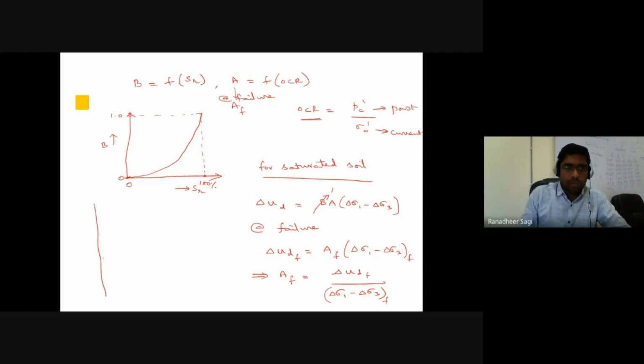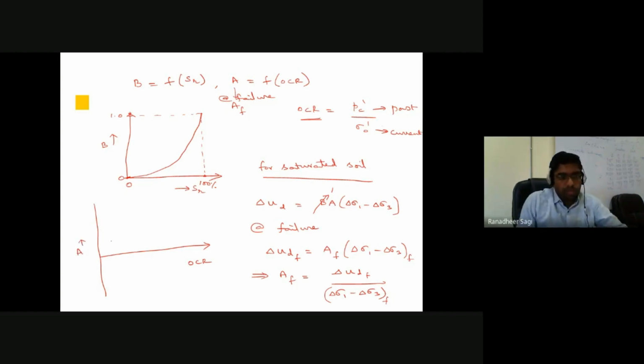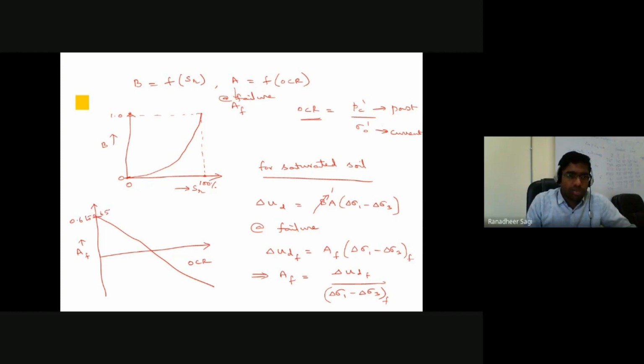Let me try to see by plotting a graph between over consolidation ratio indicated on the horizontal axis and your A parameter, that is your Skempton pore water pressure parameter, maybe at failure, or in simple terms, you can represent it like this. The curve you will be getting would go like this. Maximum, your AF value that you will come across at the failure of the soil sample can approximately go somewhere around 0 to 0.65.